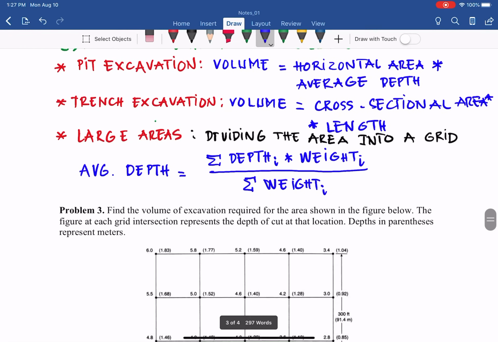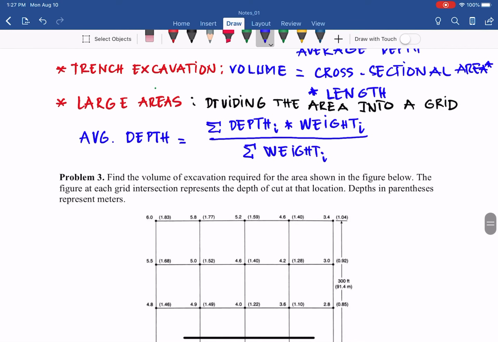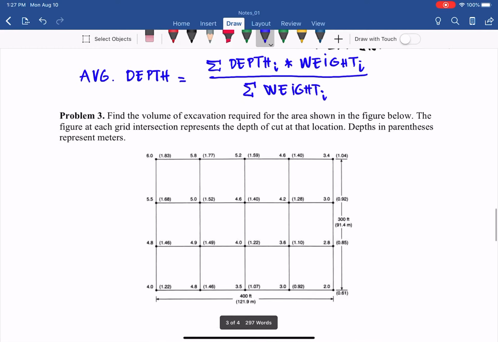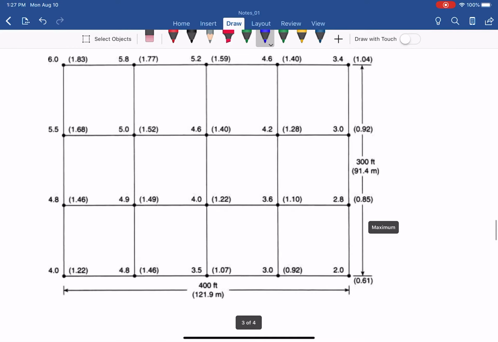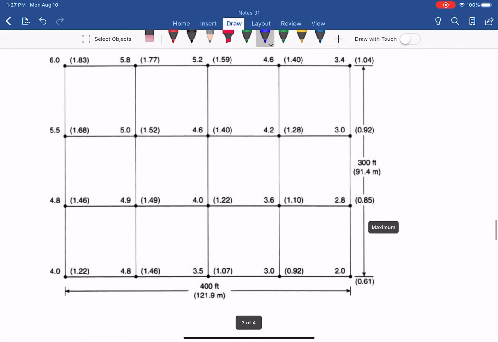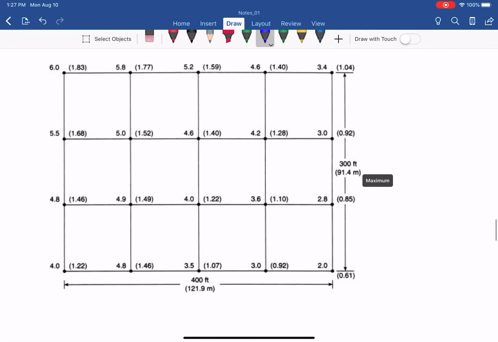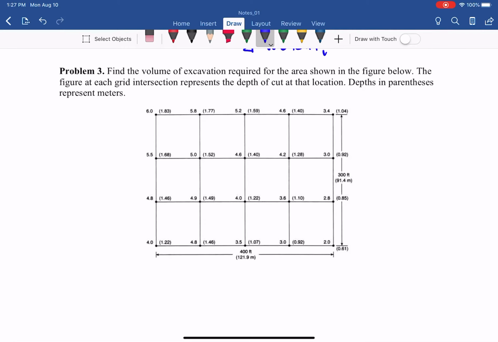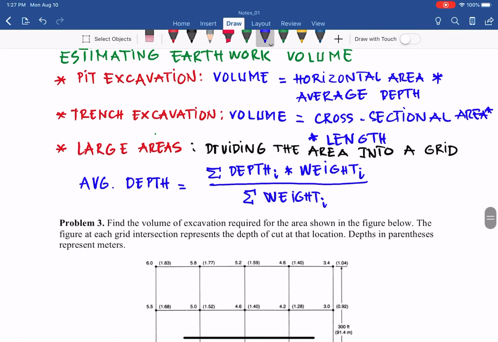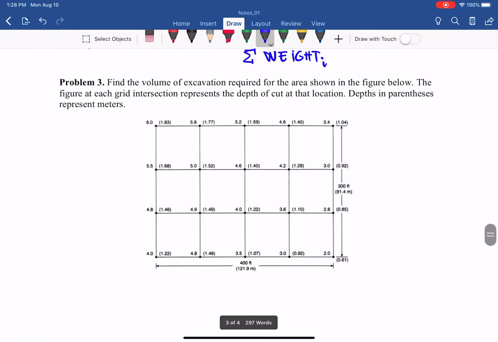So this is a volume, and as you can see, in the equation we excavate going down, and that gives you the depth, and the area, the horizontal area, in this case the length of the excavation area, which is 400 feet, and the width, which is the vertical here, is 300 feet. So as you can see, these are big rectangular areas that we need to excavate, and we need to determine the volume. So apply the equation here. Pit excavation is equal to the area times the average depth. How can I determine that?